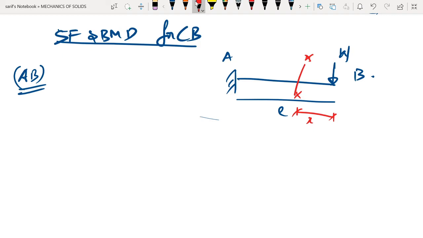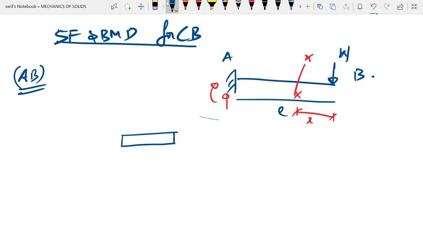If you try to draw the free body diagram of the region to the left, we know that the reactions at this end would be the shear force here, and we would also have the bending moment here. Therefore we are going to have two forces coming here, and it is always better to consider the free body diagram of the section to the right of the section in case of a cantilever beam. So let us try to draw the free body diagram here.